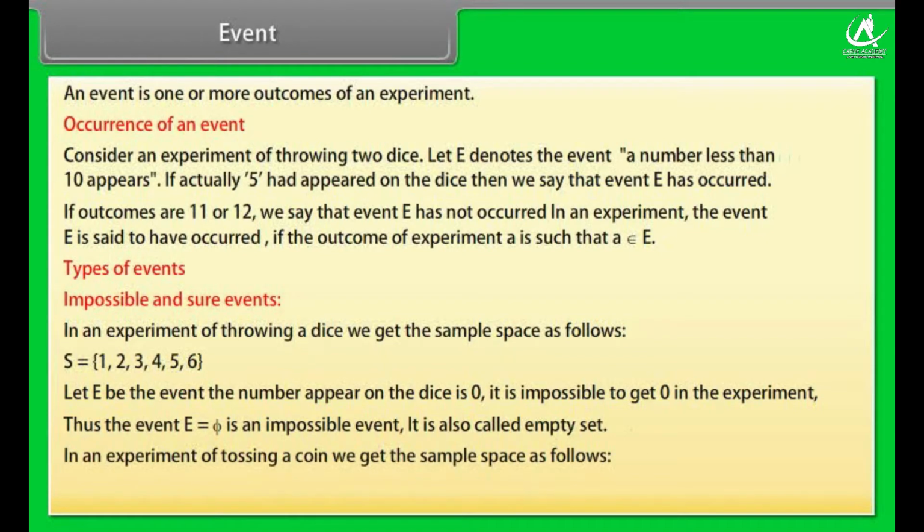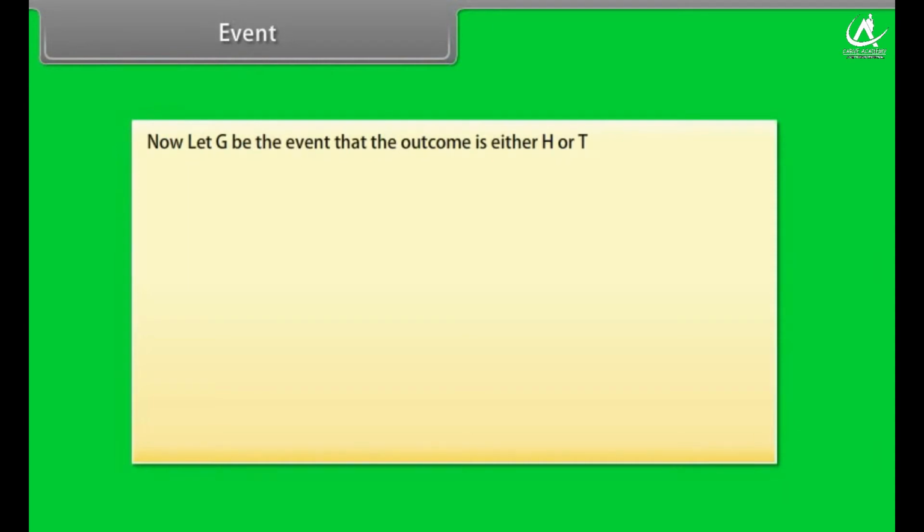In an experiment of tossing a coin, we get the sample space S = {H, T}. Now let G be the event that the outcome is either H or T. Thus the event G = {H, T} is a sure event.